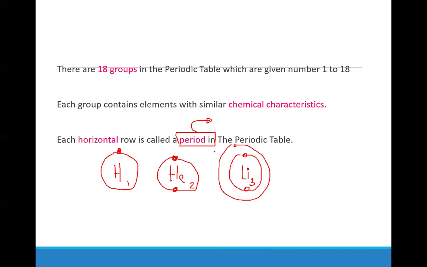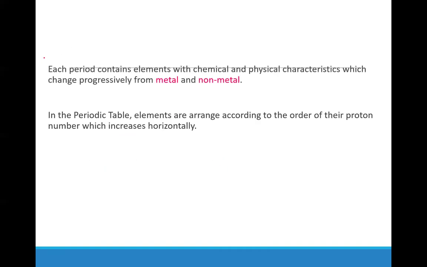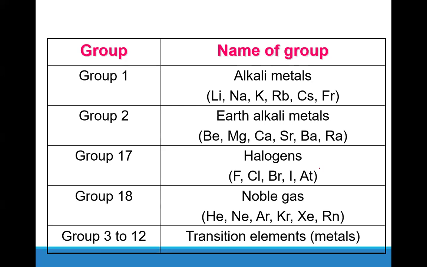As the period number increases, for metals, the reactivity of the metals increases. For non-metals, it's the opposite, the other way around. So if you move down the group, or if the period number increases, the reactivity of the non-metals decreases, right? We'll talk about this in much more detail in the upcoming lectures. Each period contains elements with chemical and physical characteristics that change progressively from metal to non-metal, right?